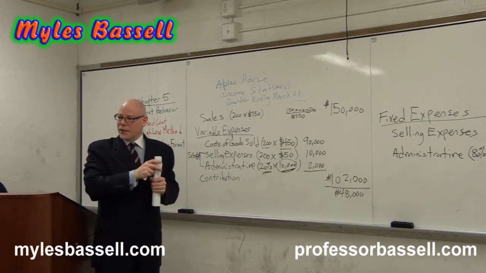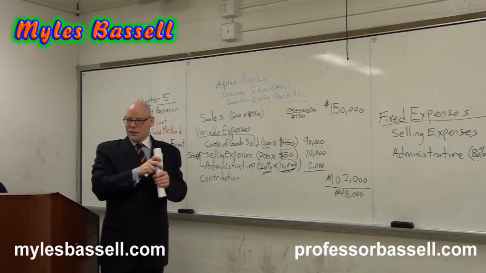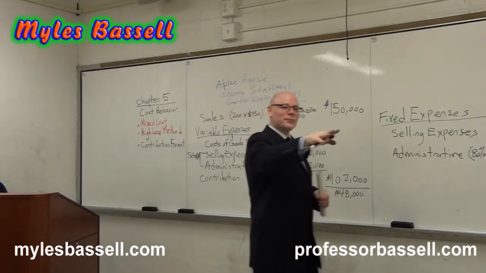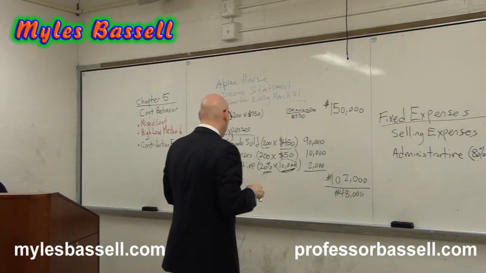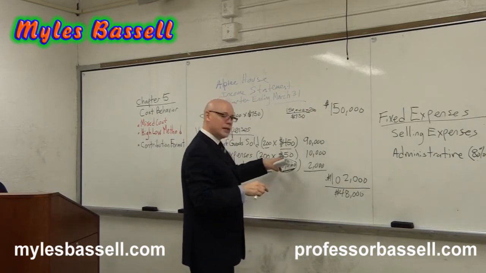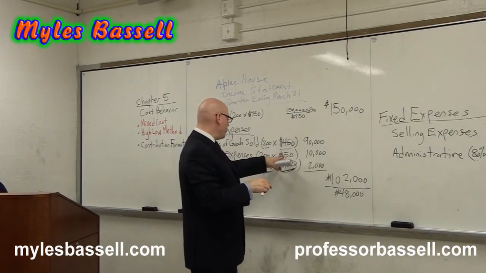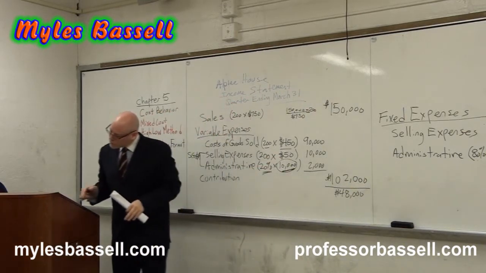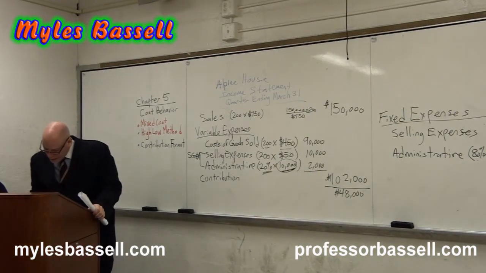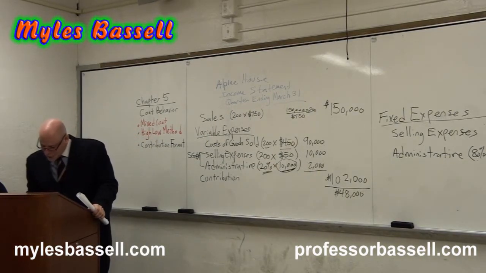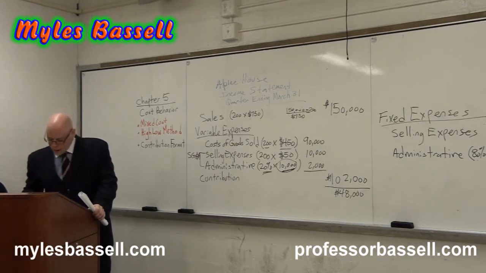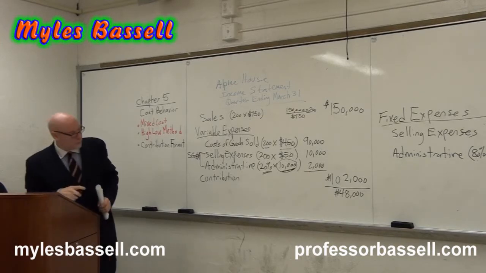Good. The 50. How did we get the 50? They give us 50. They say the variable selling expenses are $50 per pair of skis sold. That's in the problem, all right?